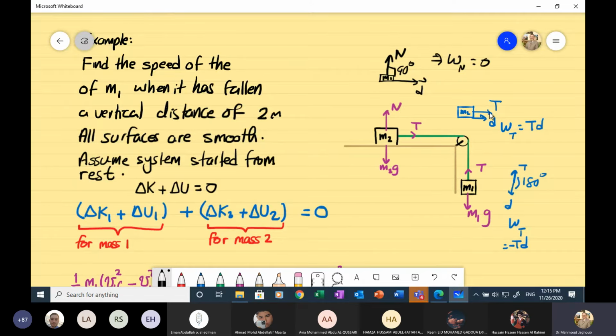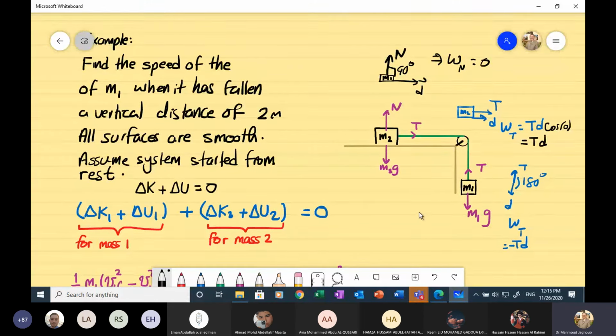The tension is to the right, and the displacement is also to the right. So this tension, which is a non-conservative force, does work. What is the work of this tension? It is T times D times cosine 0. What is cosine 0? 1. So you get T times D. So this tension does positive work.